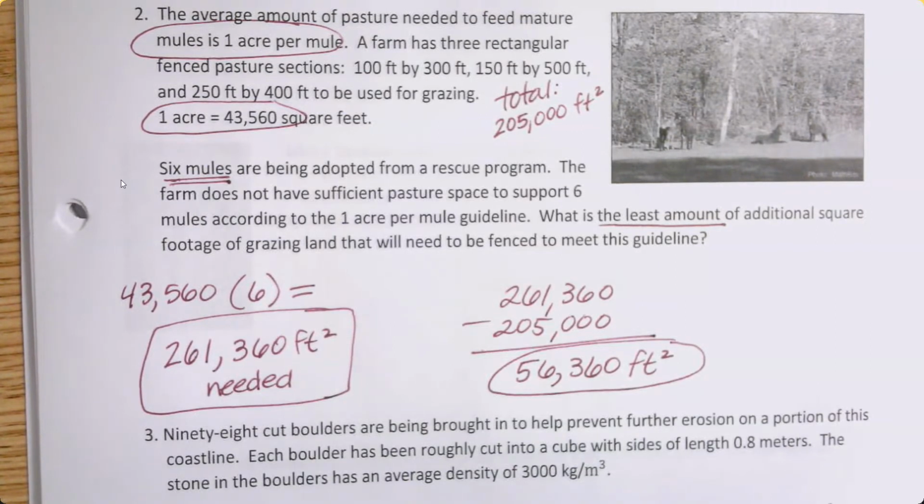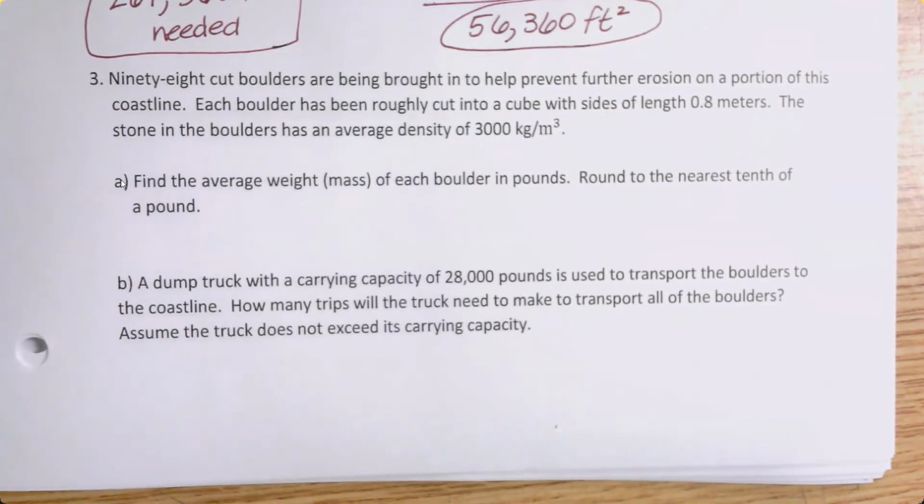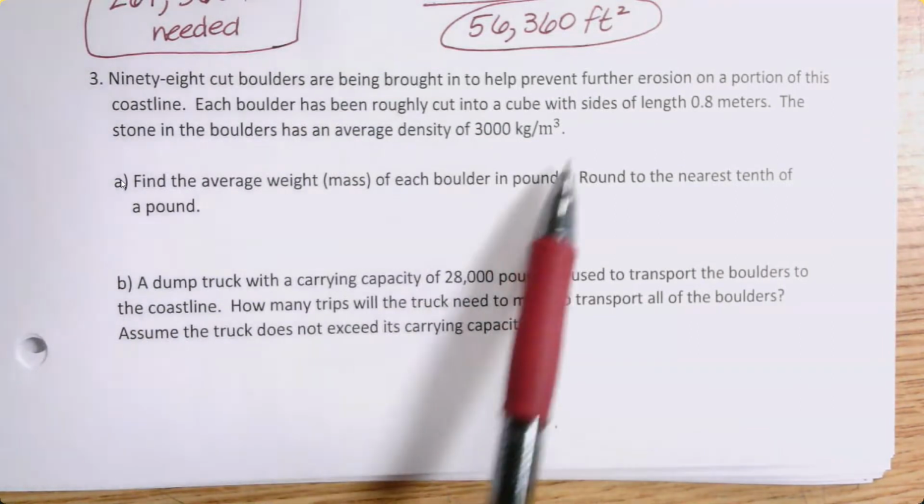Alright, moving on. And again, remember, you can pause this video at any time to try problems, or if you're like, oh, I missed that part, now that she said that, let me go back and try it again. Number 3 says 98 cut boulders are being brought in to help prevent further erosion on a portion of the coastline. Each boulder has been roughly cut into a cube with sides of length 0.8 meters.